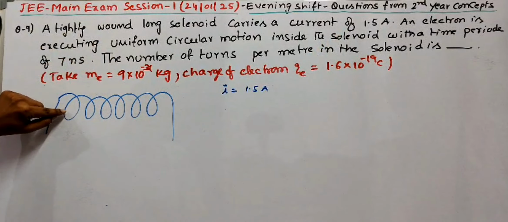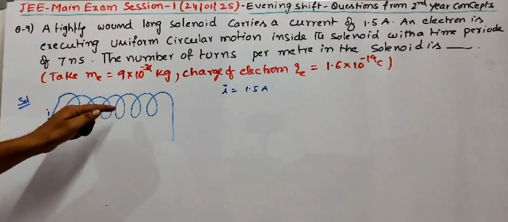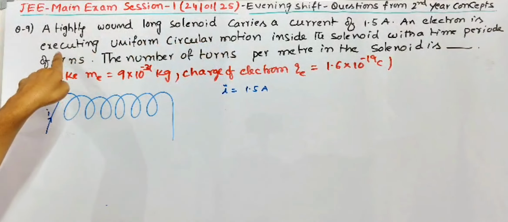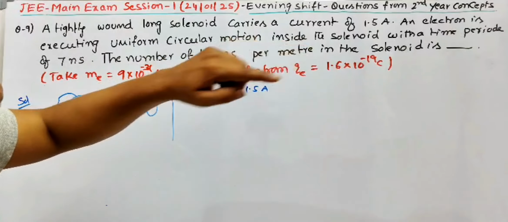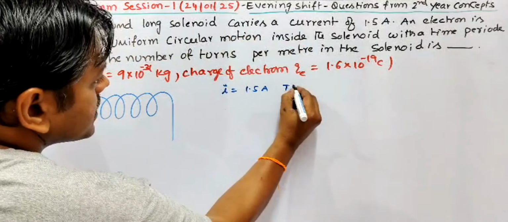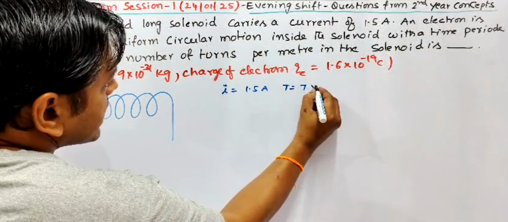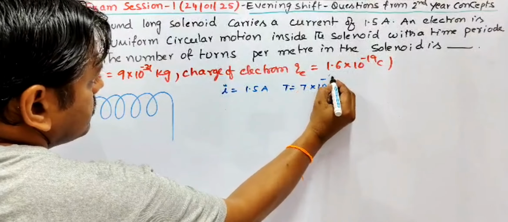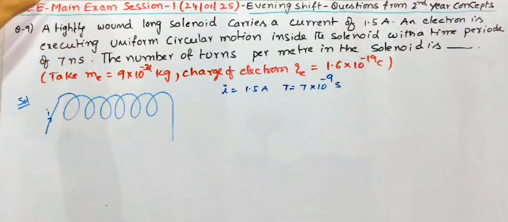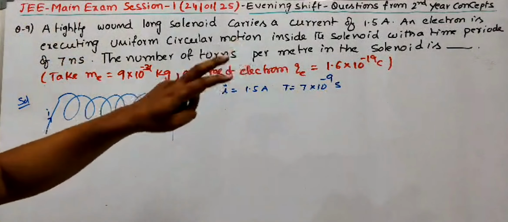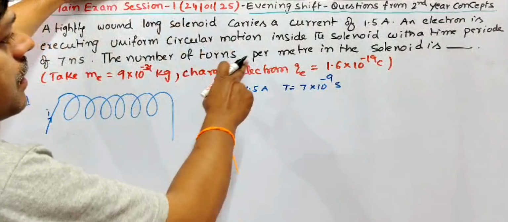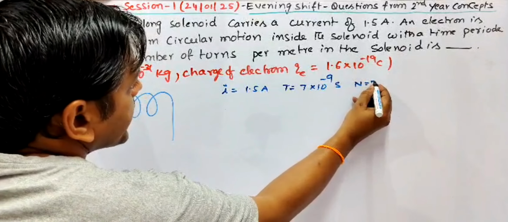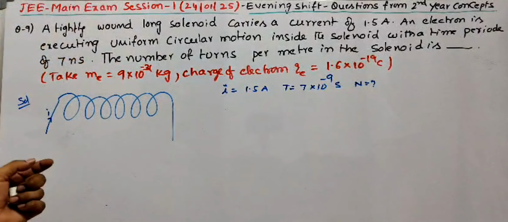That means whenever current passes through the solenoid, what happened? A magnetic field is set up, isn't it? In this magnetic field, an electron is executing uniform circular motion inside the solenoid with the time period T equal to what? 7 nanosecond, means what? 10 power minus 9 second. Okay, right. The number of turns per meter in the solenoid, so the number of turns in the solenoid is equal to what? This is what is being asked. How can we do this question?